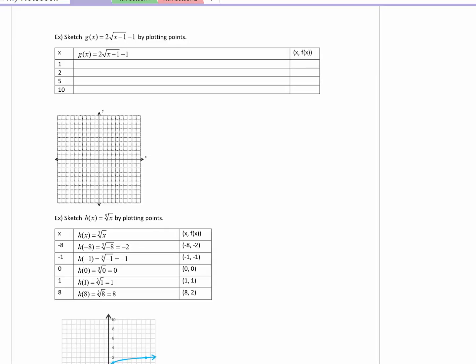Okay, so now let's take a look at an example of another one. If you notice the values that I pick over here, again, I'm trying to pick values so that when I plug them in, it's going to be a nice number under the square root. For instance, I know 1 minus 1 is going to be 0, and I know what the square root of 0 is going to be. 2 I picked because 2 minus 1 is 1, and the square root of 1 is 1, and so on and so forth. So let's do these particular values now.